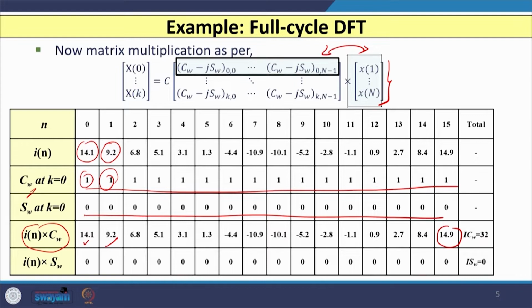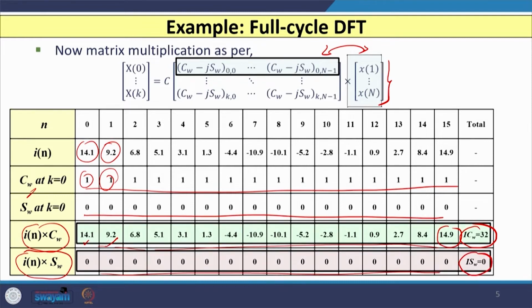Similarly, you can also have the imaginary term, which is nothing but the multiplication of SW with I n. As the value of SW is 0, the multiplication of I n with SW comes out to be 0. If you add all these terms I n into CW, it comes out to be ICW equal to 32, and if you add all the terms I n into SW, ISW comes out to be 0.